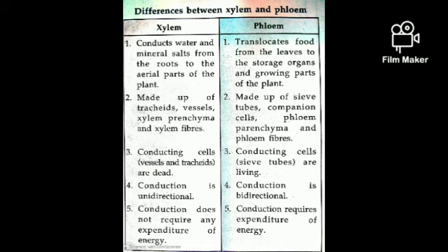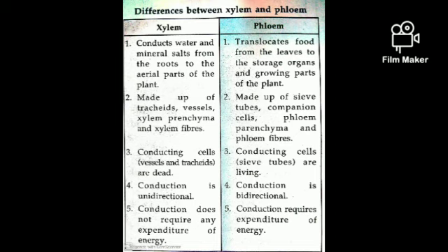Let us differentiate between xylem and phloem. Xylem conducts water and mineral salts from the roots to the aerial parts of the plant. Phloem translocates food from the leaves to the storage organs and growing parts of the plant. Xylem is made up of tracheids, vessels, xylem parenchyma, and xylem fibers. Phloem is made up of sieve tubes, companion cells, phloem parenchyma, and phloem fibers.